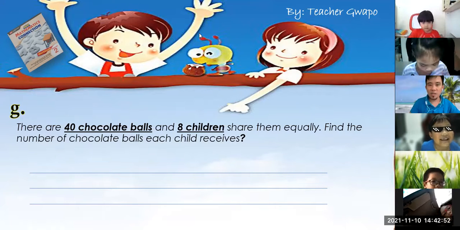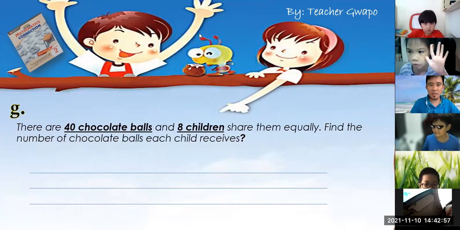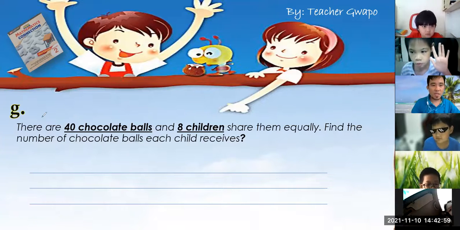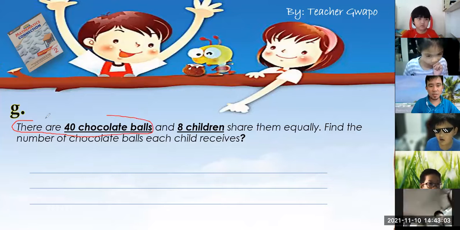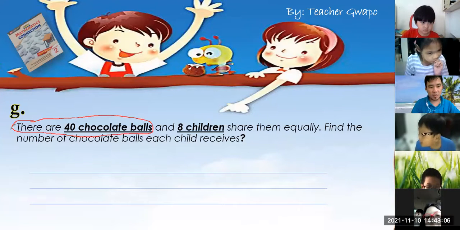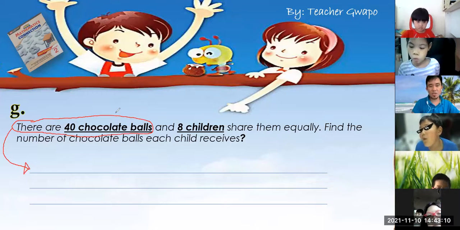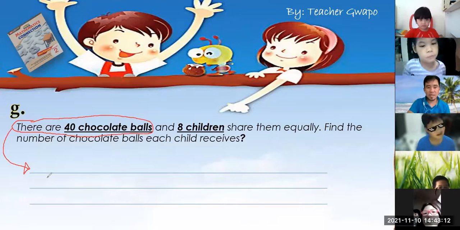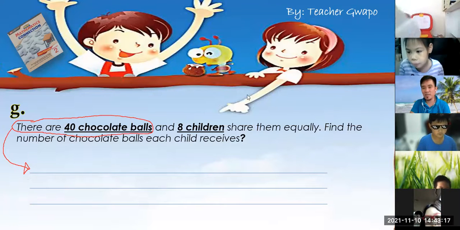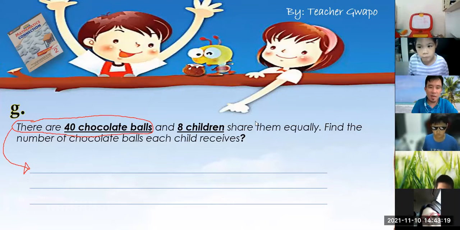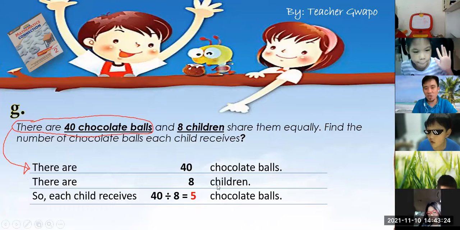So we will write this one. There are 40 chocolate balls. These words, we will write on the first line, so we just copy this one. There are 40 chocolate balls. And then on the second line, we will write, there are 8 children. So we will just do it like this. There are 40 chocolate balls and there are 8 children.